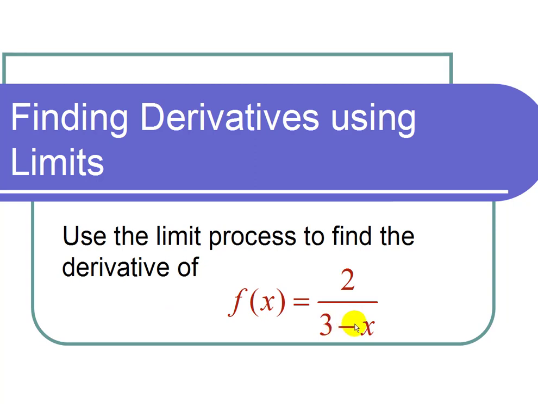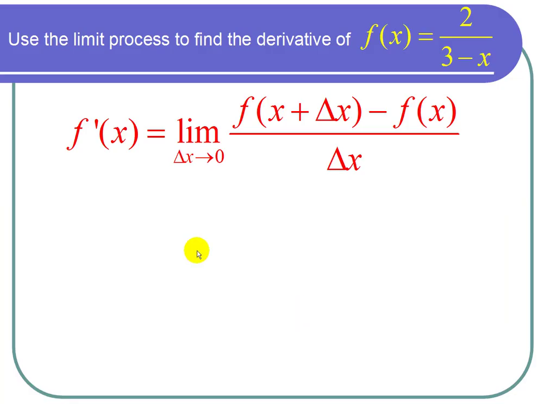So let's first remember the definition of the derivative, which states that the derivative f prime of x is equal to the limit as delta x approaches 0 of f of x plus delta x minus f of x, divided by delta x. So let's start by looking at f of x plus delta x.